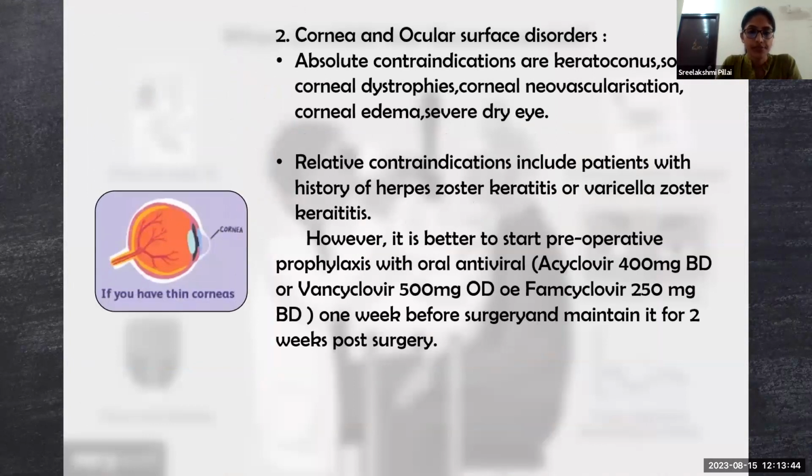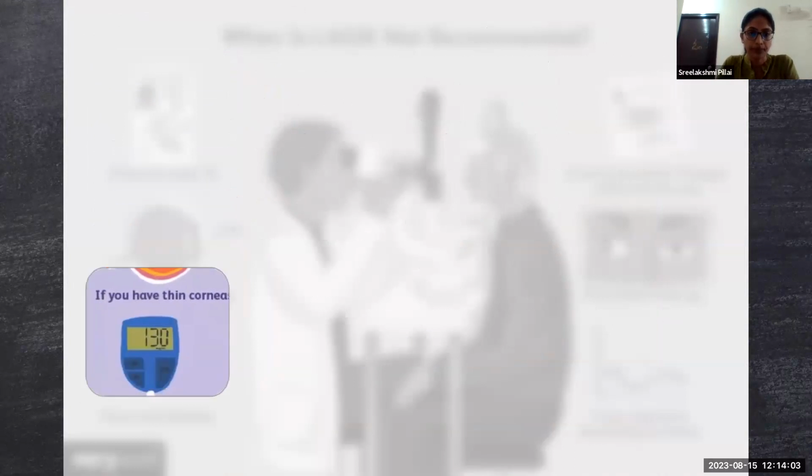Next is corneal surface disorders. Absolute contraindications are keratoconus, some corneal dystrophies, and severe dry eye. Whereas patients with a history of herpes zoster keratitis or varicella zoster keratitis can go ahead with the surgery, preoperatively taking prophylaxis with an oral antiviral.